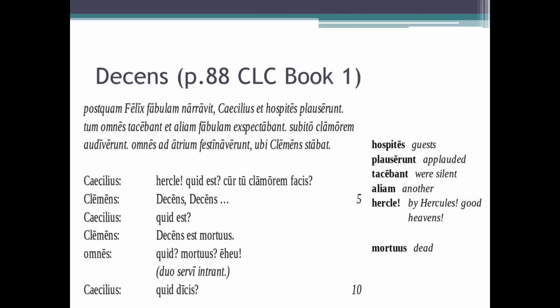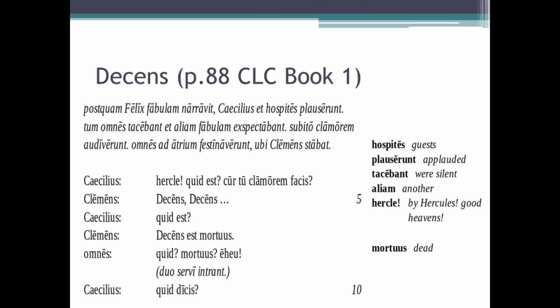Okay, so we're now going to look at the first few lines of the story Décens from the Cambridge Latin Course. I'm only going to translate the first few lines just because I'm conscious about the length of the video, but hopefully this will still be enough to provide sufficient knowledge of the topics that we've discussed today.